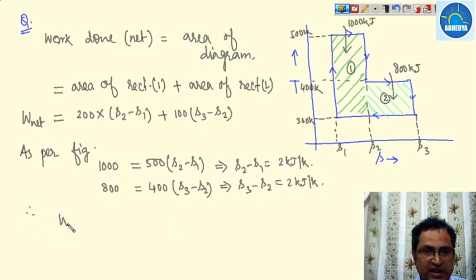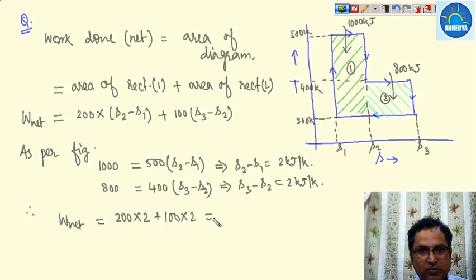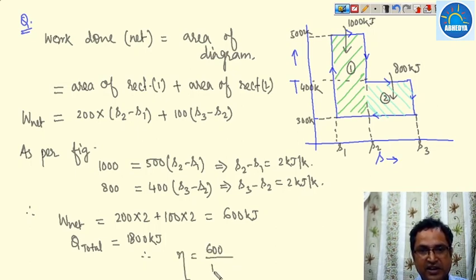So what is the net work? Net work done is equal to 200 multiplied by 2 plus 100 multiplied by 2, 400 plus 200, that is 600 kilojoule. This is the net work output. And what is the total heat input? That is 1800 kilojoule. Therefore, what is the efficiency? That is 600 divided by 1800, that is 33.33%. This is the efficiency of this cycle.